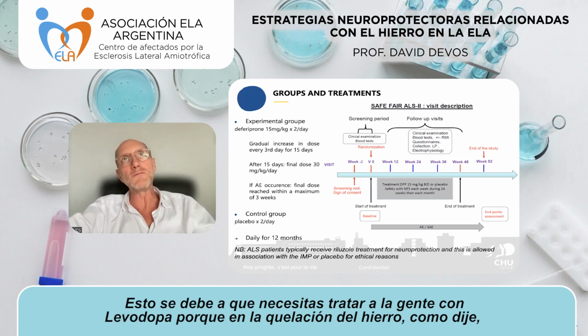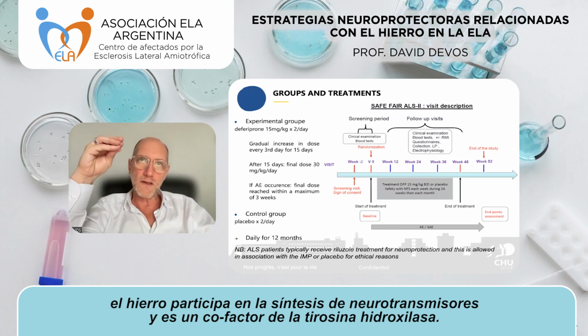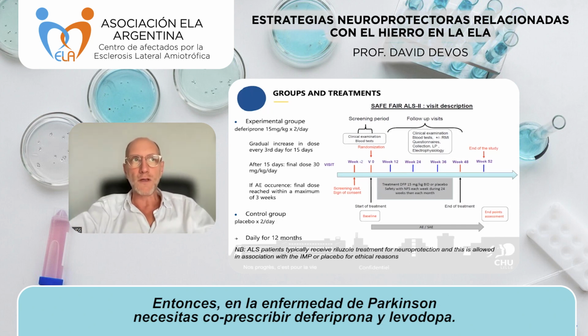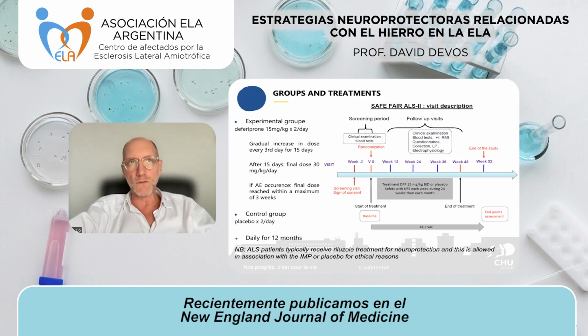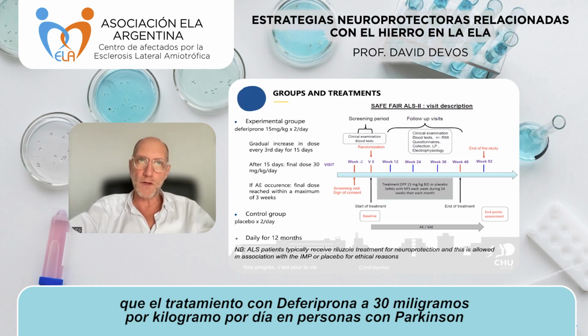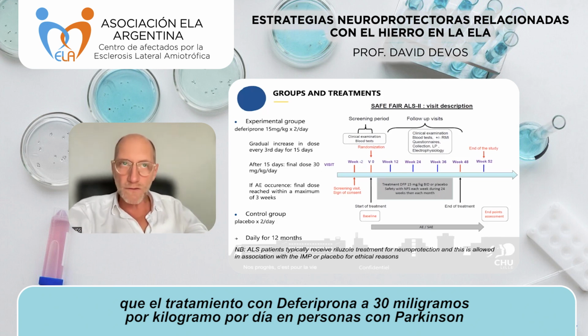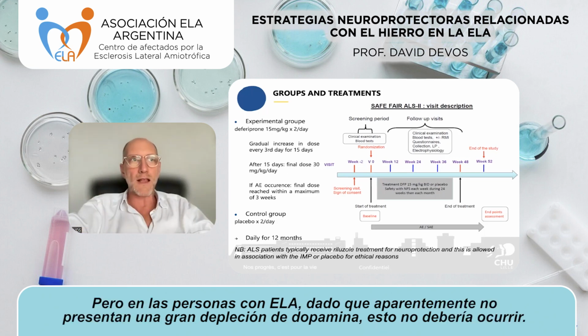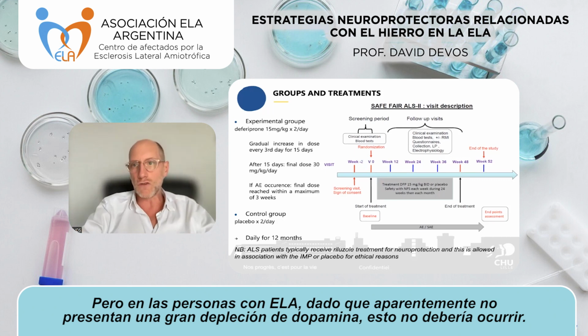Why? Because you need to treat people with levodopa, because iron is involved in neurotransmitter synthesis, and notably, iron is a cofactor of tyrosine hydroxylase. So if you put deferiprone in people having Parkinson's disease, you can reduce dopamine synthesis. So you need to co-prescribe deferiprone with levodopa in Parkinson's disease. So we just published in the New England Journal of Medicine that a treatment with deferiprone at 30 milligrams per kilogram per day in de novo people with Parkinson's disease worsens the situation if you don't co-prescribe levodopa. But in people with ALS, because they apparently do not have a huge dopamine depletion, this should not occur.